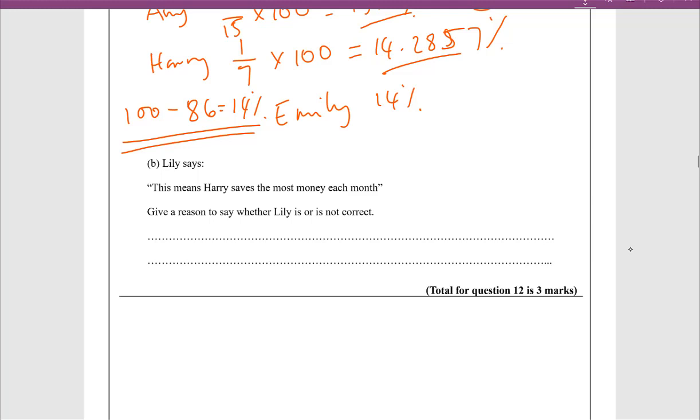Say, for example, Harry has £100 and Emily has £1,000 and Amy has £2,000. That means Harry doesn't save as much as the others. Because it says most money, it doesn't say most percentage. So we do not know how much amount they save. So you can listen to this answer. Because we don't know the amount that they are saving, Lily would be wrong. But if it was only to do with percentage, Lily could be right. Because this is money, Lily cannot be right.